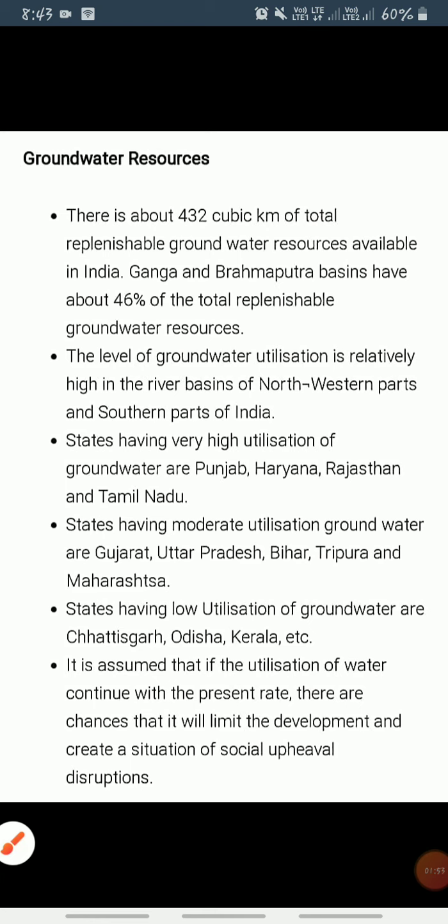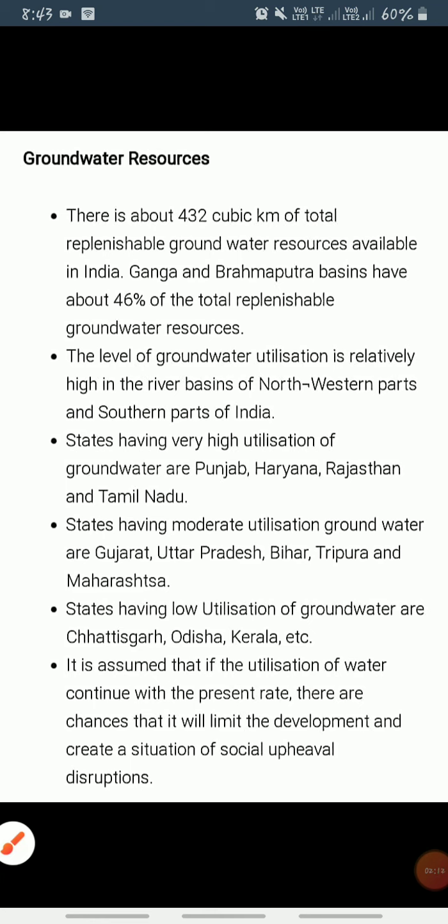If the present trend continues, the demands for water would exceed the supplies, and such a situation will be detrimental to development and cause social upheaval and disruptions. Clear? So this is all about the groundwater resources.